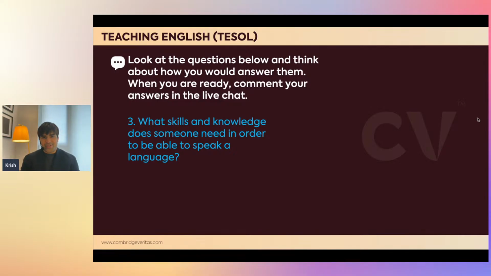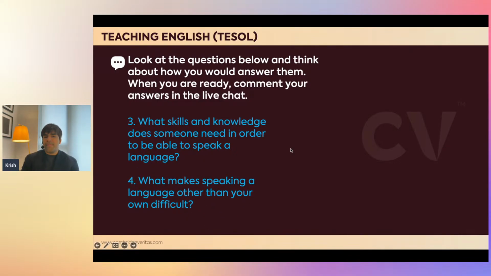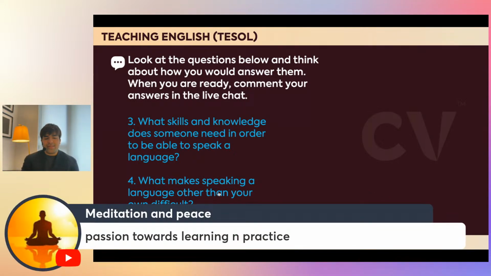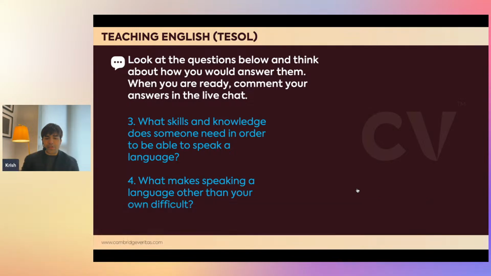My last question to you is, please have a look, guys. What makes speaking a language other than your own difficult? What makes it difficult? Shivanshi says passion towards learning and practice. That was answer to the previous question. Okay. We're looking at question number 4 right now. What makes it difficult? Let me also think what makes it difficult.